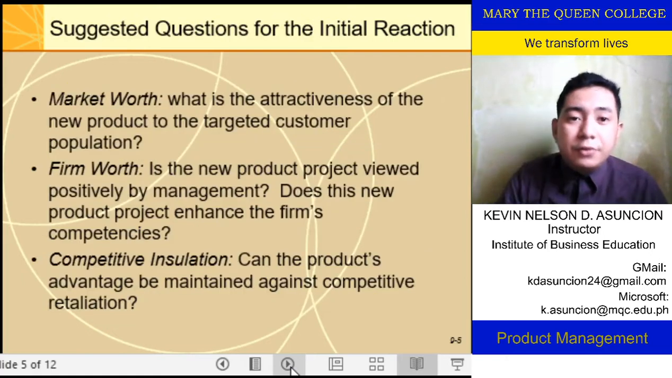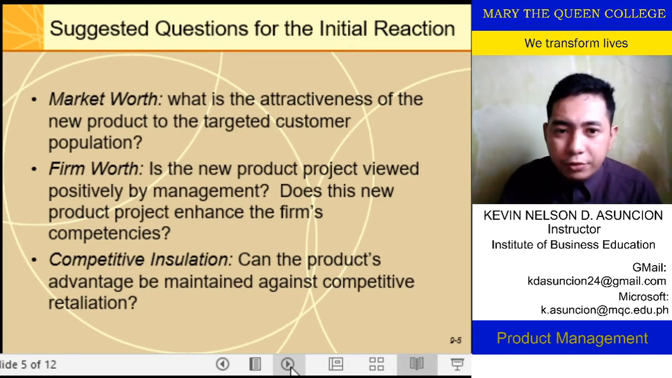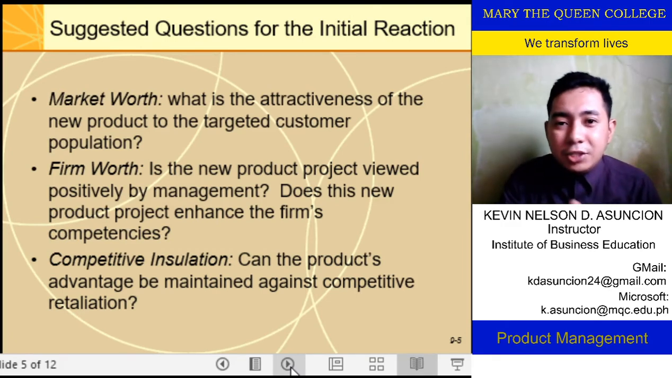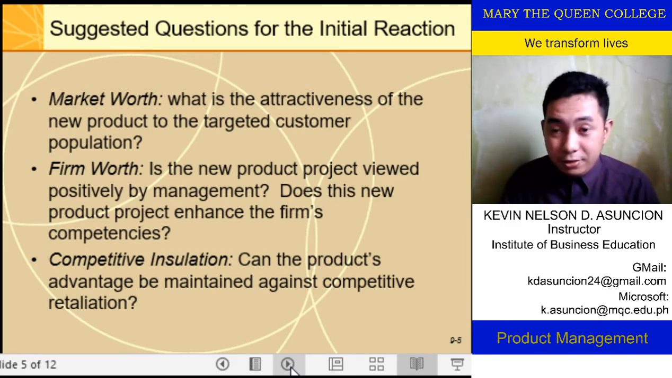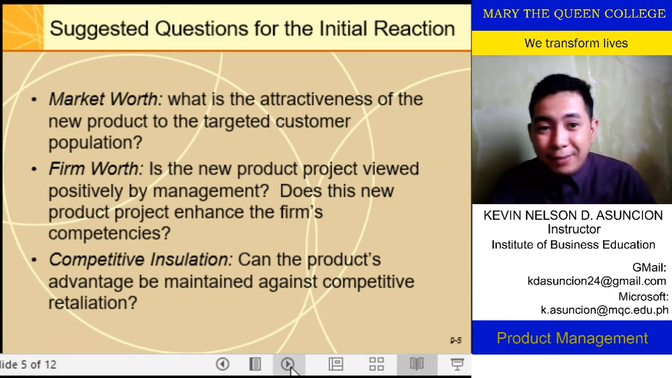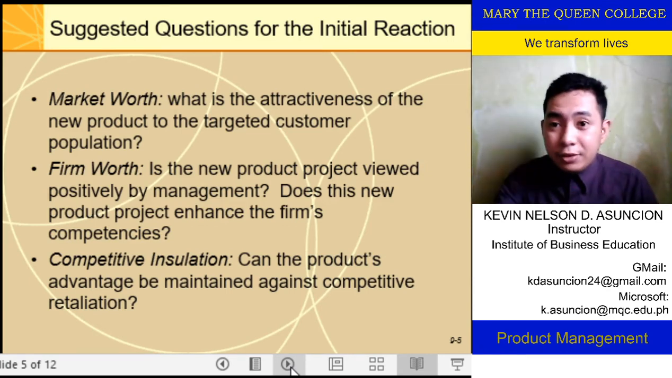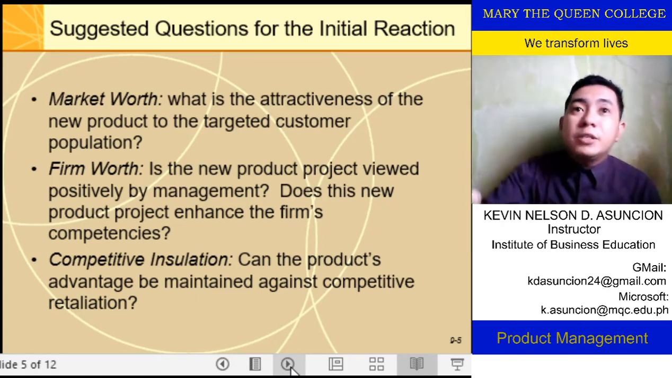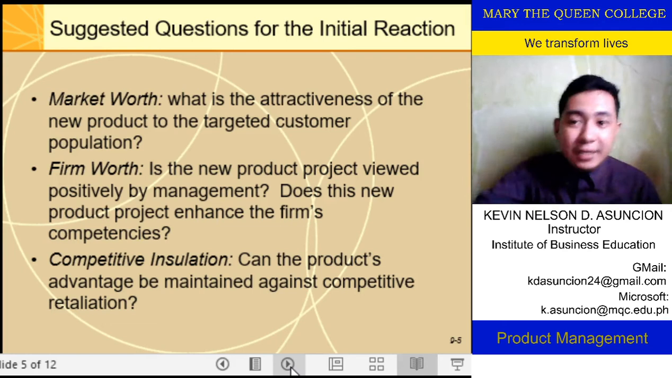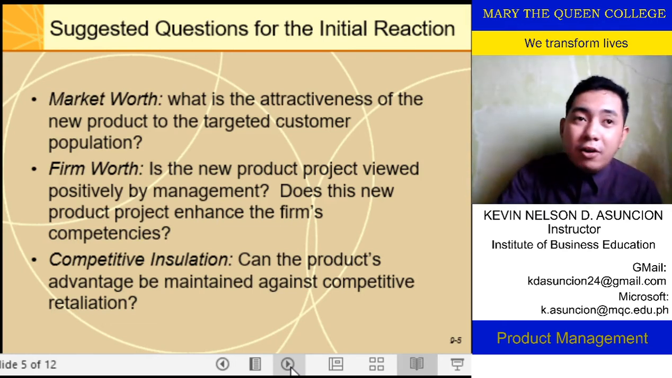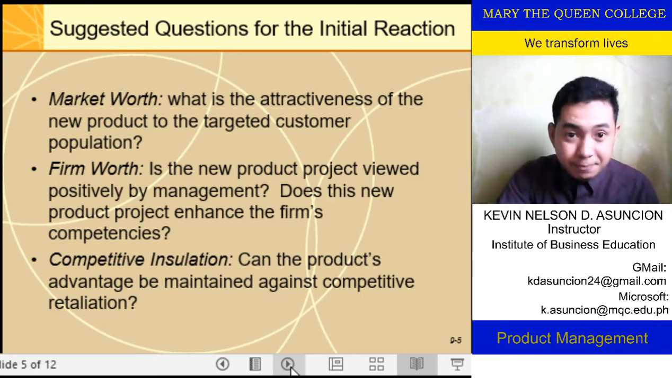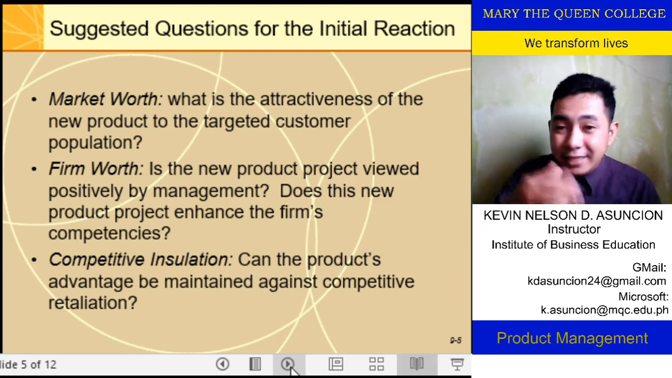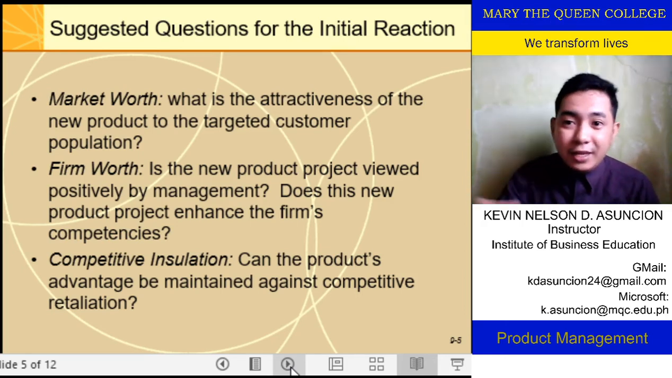So, suggested questions for the initial reaction: the market worth. What is the attractiveness of the new product to the targeted customers or customer population? Would it be worth buying? That's what you call the market worth. What will be the perception of the people whenever they see this? You can see online there are leakages of concepts, because they crowdsource what people think of it.